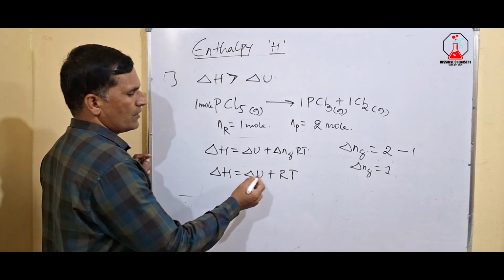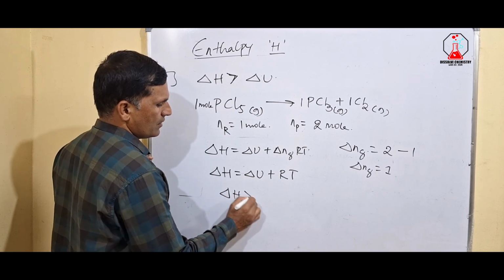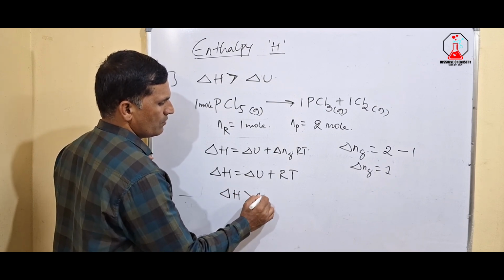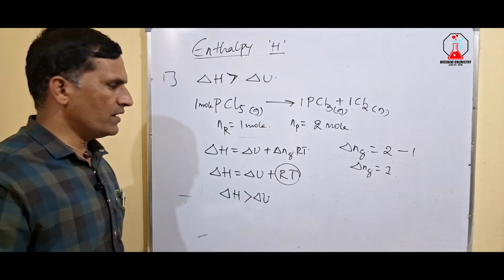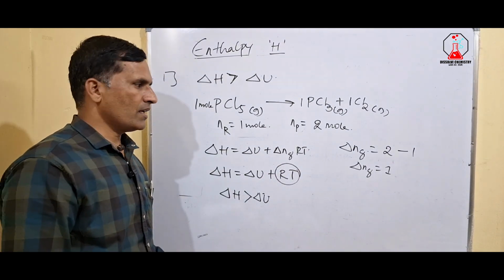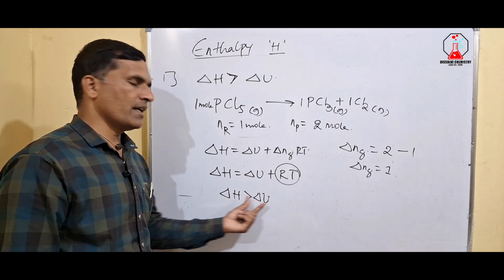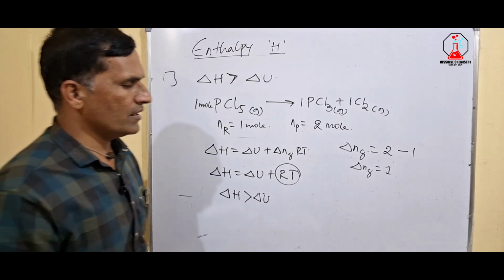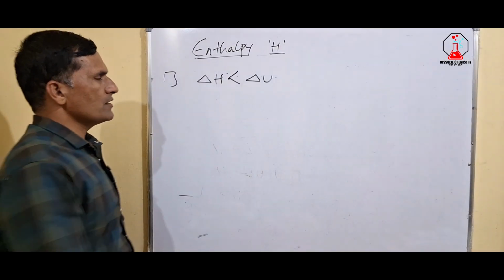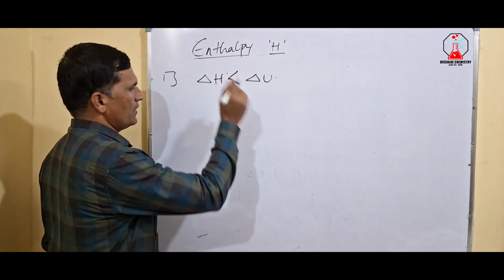So delta H is greater than delta U by the factor of the product of the gas constant and the given temperature. This is the condition where our delta H will be greater than the change in internal energy. Now the last condition we will see: the change in enthalpy is less than the change in internal energy.